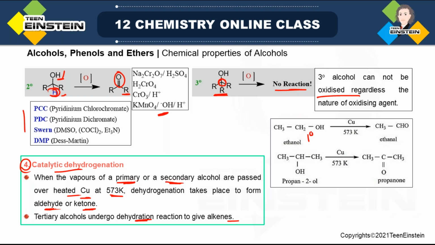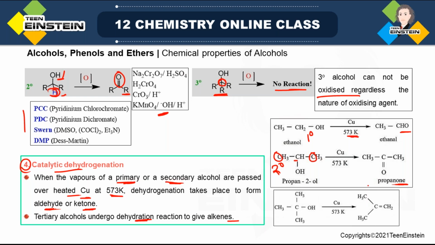Ethanol, which is a 1 degree alcohol, in presence of this catalyst at 573 Kelvin, gives an aldehyde, that is acetaldehyde. And if you take a 2 degree alcohol, this is 2 degree because this carbon is attached to 2 more carbons. Now we get a ketone because it is a 2 degree alcohol. So it is basically propanol, or you can also call it acetone.